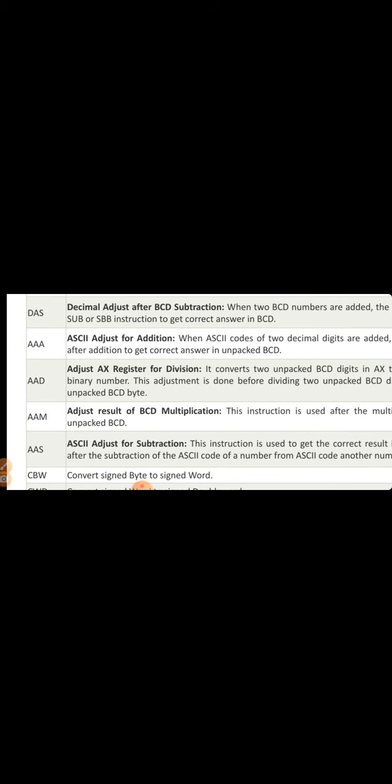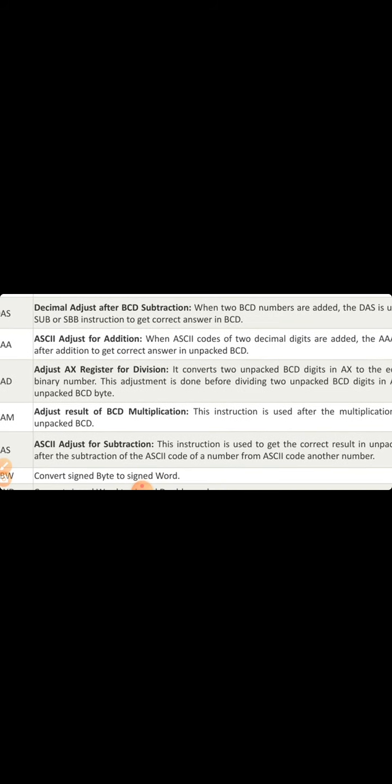Now the next command is AAD. AAD means adjust AX register for division. It converts two unpacked BCD digits in AX to the equivalent binary number. This adjustment is done before dividing two unpacked BCD digits.